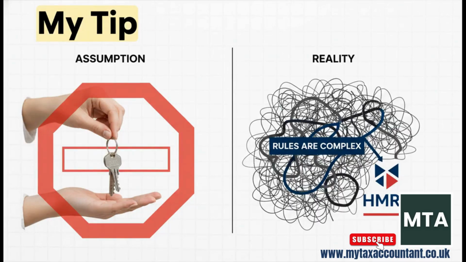And here's my tip for you. It's a really common assumption that if you just give the assets back to the person who was getting the income, you don't need to tell HMRC. But that's not always true. The rules around what counts as an accepted termination are really complex.